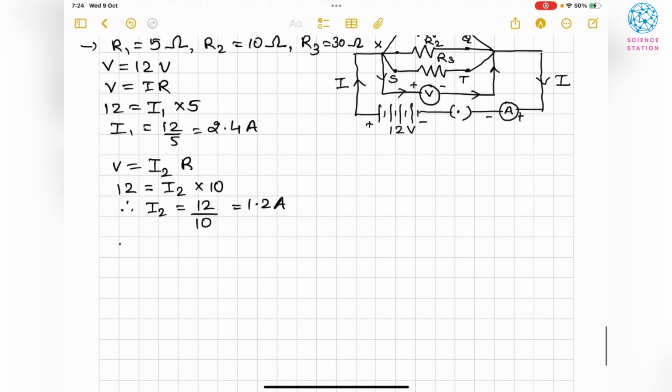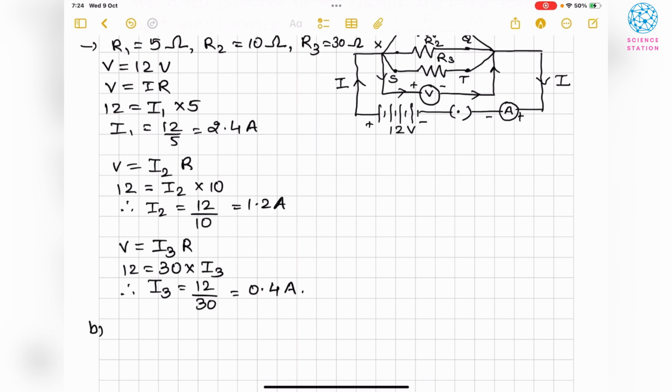And same way V equal to I3R. So 12 equal to 30 into I3. Therefore I3 equal to 12 upon 30, so that is coming to 0.4 ampere.